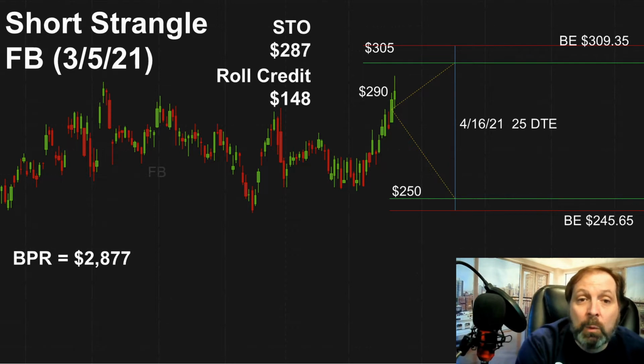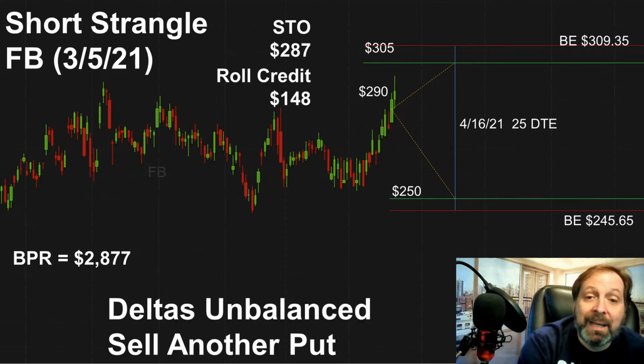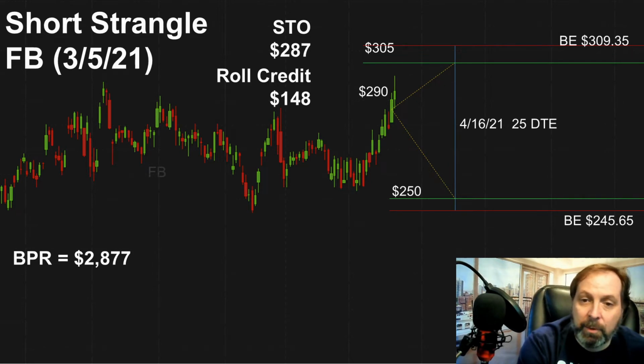So again, we want to start to manage this, and the way we're going to manage it is we're going to sell another put. Now you might say, why not just roll up the 250? Well, I have a little region of support over here, and I really just didn't want to roll up past that region of support. And the idea is to neutralize my deltas, so I can accomplish that by getting more positive deltas by selling an additional put. So what I did was I sold one more of those.